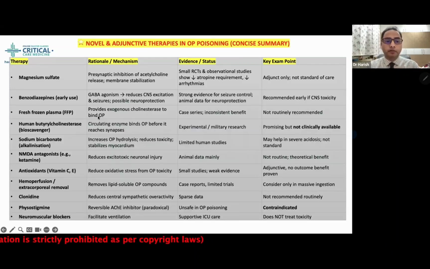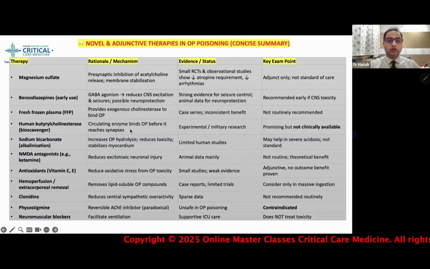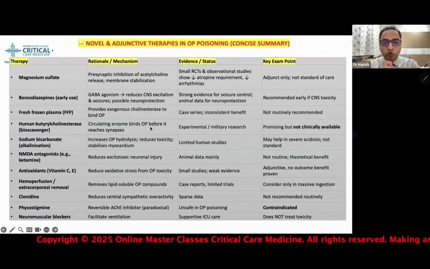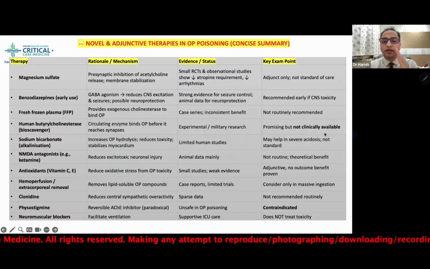So FFP: it provides exogenous cholinesterase to bind the organophosphorus. Only some case series, inconsistent benefit, not routinely recommended. Okay, because plasma has cholinesterase. The problem is that we have lost cholinesterase, so why can't we give cholinesterase externally? That is the rationale. Okay. Human butyrylcholinesterase, a bioscavenger, recombinant butyrylcholinesterase: it is a circulating enzyme which binds to OP before it reaches the synapses. It is still experimental and in military research. It is promising but not clinically available.